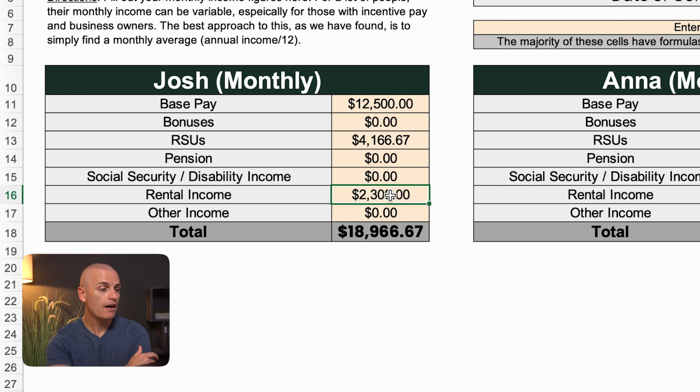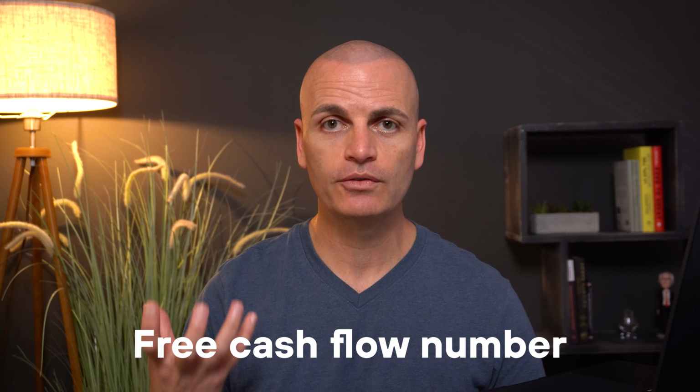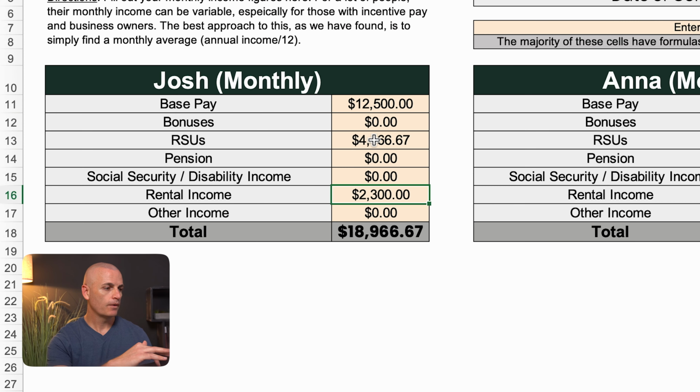They also have a rental property, Josh and Anna. And so we want to know what is the actual free cash flow from this property, not just the rent itself, but minus all the different expenses. So if you have a mortgage on the property, if you have maintenance expenses, property tax, everything, you want to figure out what is that free cash flow number. So for this, it's $2,300 per month.